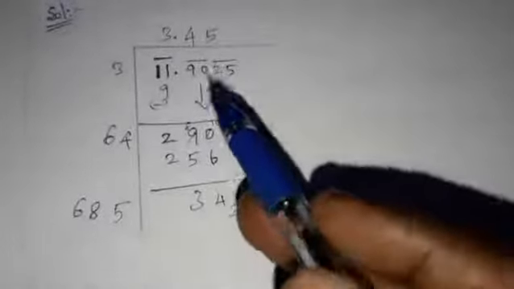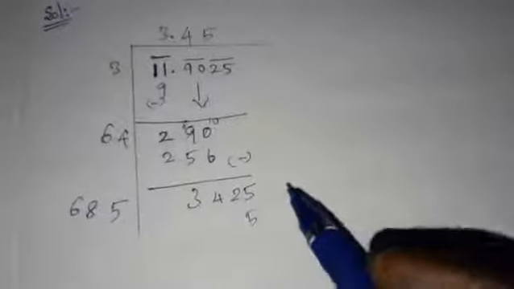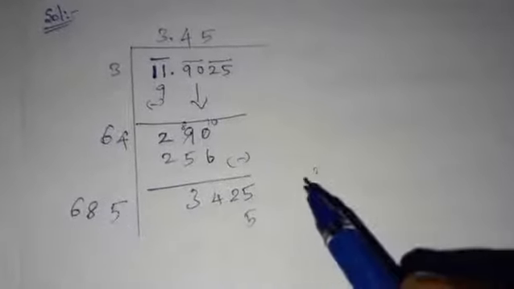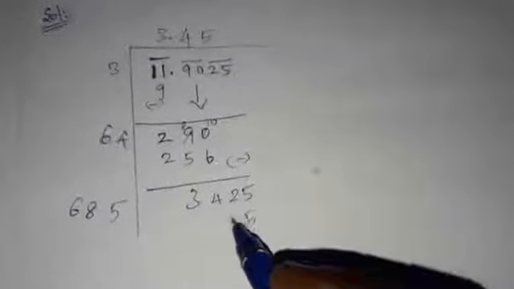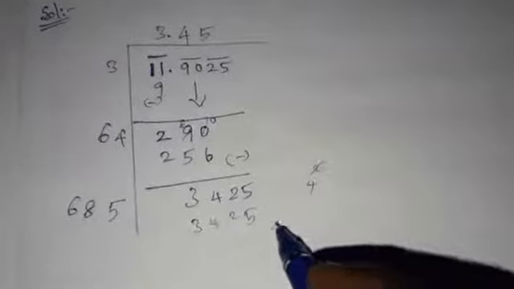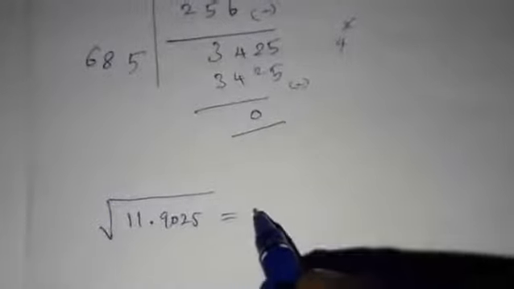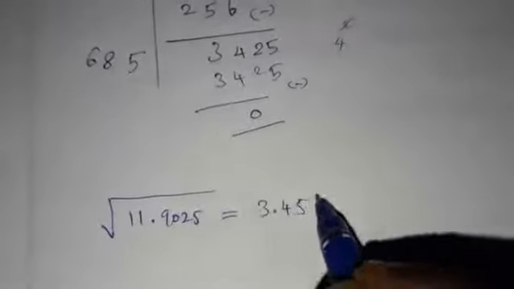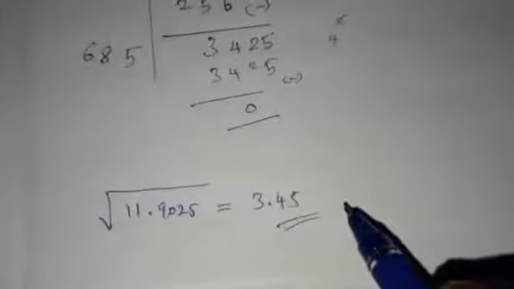Next, multiply. 5 5s are 25, remaining 2. 5 8s are 40, 40 plus 2 is 42, remaining 4. 5 6s are 30, 30 plus 4 equal to 34. When we subtract this, we can get 0. So the square root of 11.9025 equal to 3.45. This is the answer for this question.